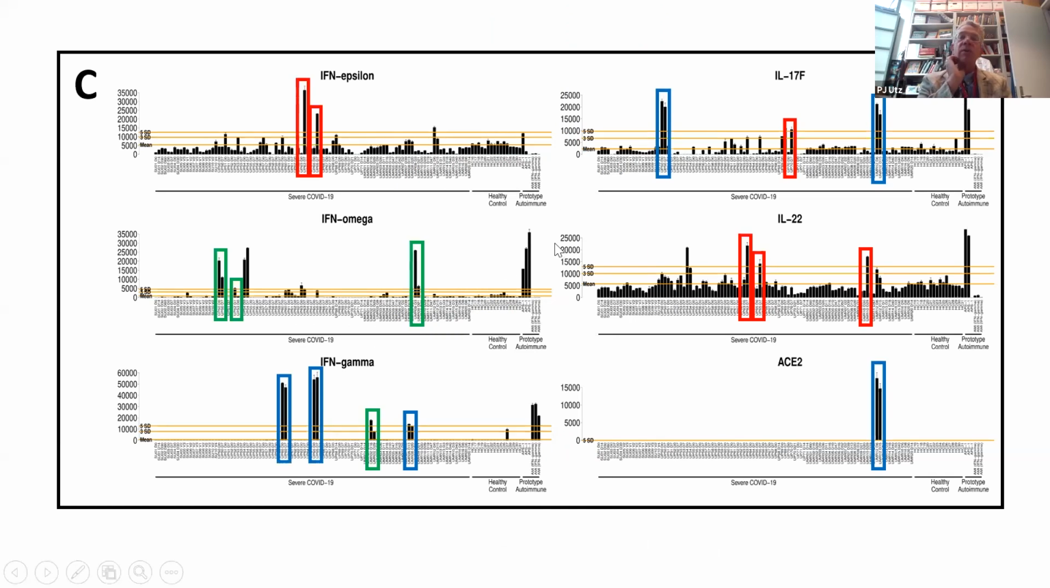Some of these antibodies are also inducible. So anywhere where you see red boxes, that means there's an antibody that was not present at an early time point, and a week later, they have very high levels. So interferon epsilon, IL-17F, IL-22.